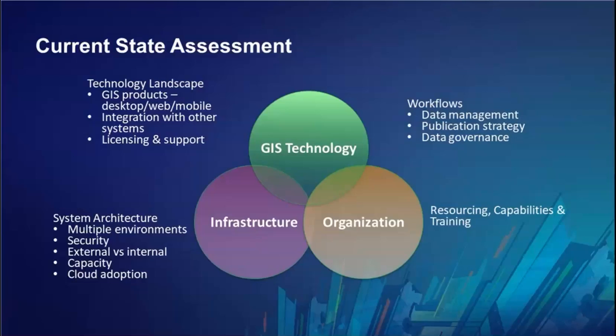Down at the bottom under infrastructure, this is really system architecture related. So what type of environments do you have in place? Do you have a publication environment, operational, that type of thing, dev, test, prod? Do you have a security model in place? Do you have a multi-tier security model? Do you have architecture that supports external users and internal users? Have you considered the capacity of your system? Are there issues around capacity? And of course, there's cloud adoption. You may have already started moving to the cloud, and how does this factor into your system architecture?